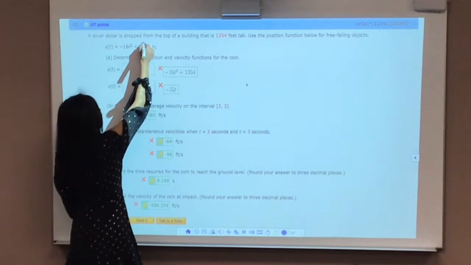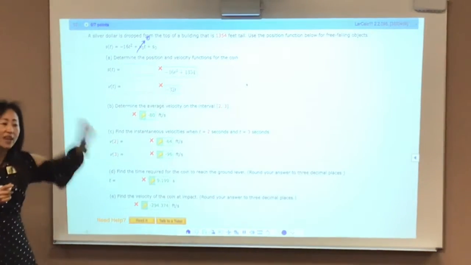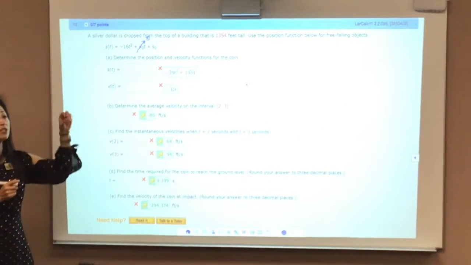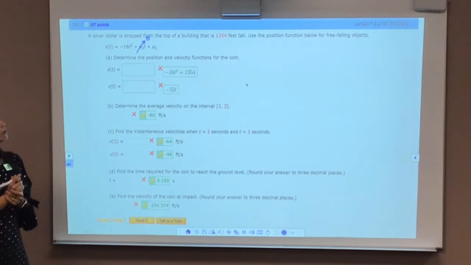So I'm gonna right away put that to be what? 0, because it says free falling. I don't give any speed to it. The initial speed is what? Nothing, 0. Next thing, what can I also replace?